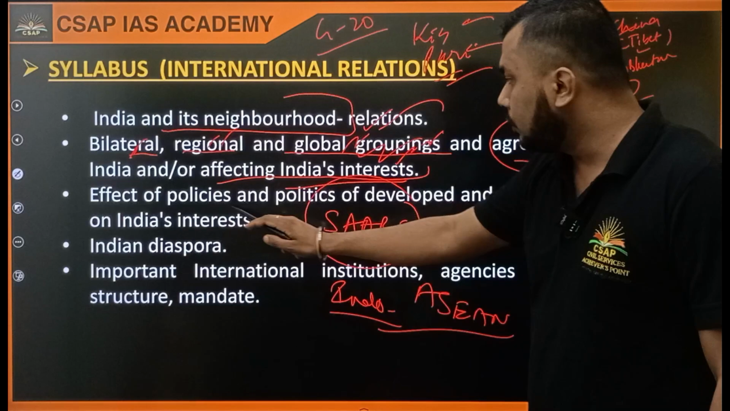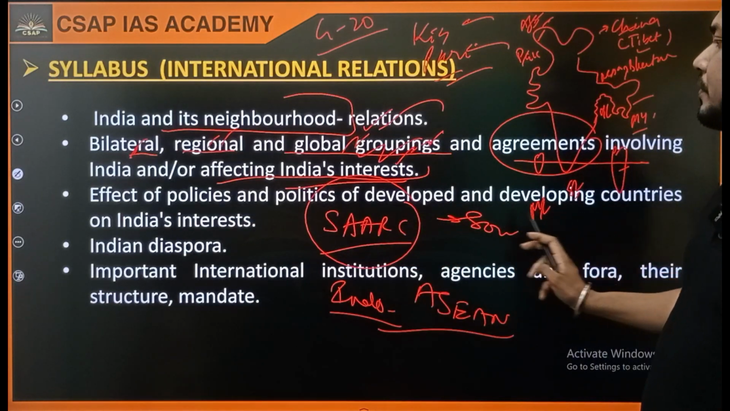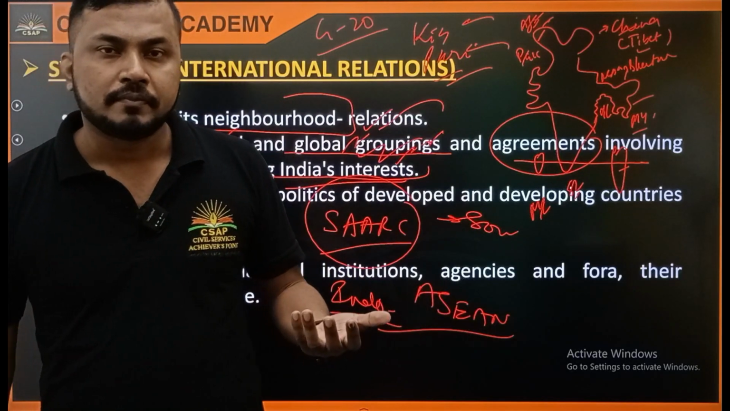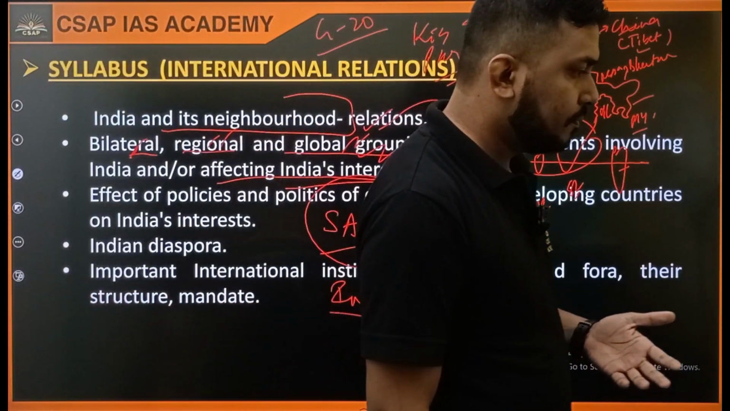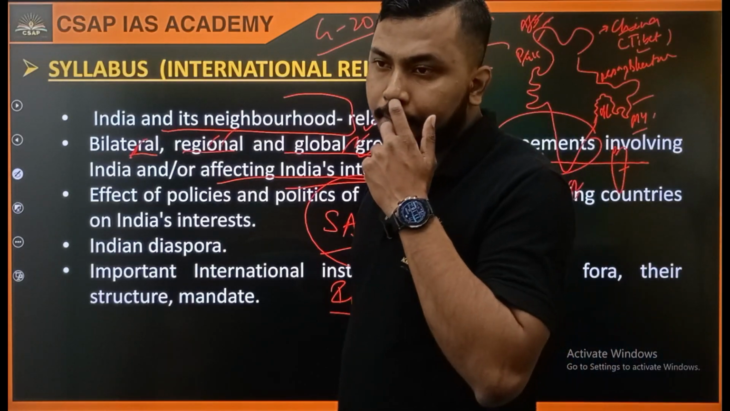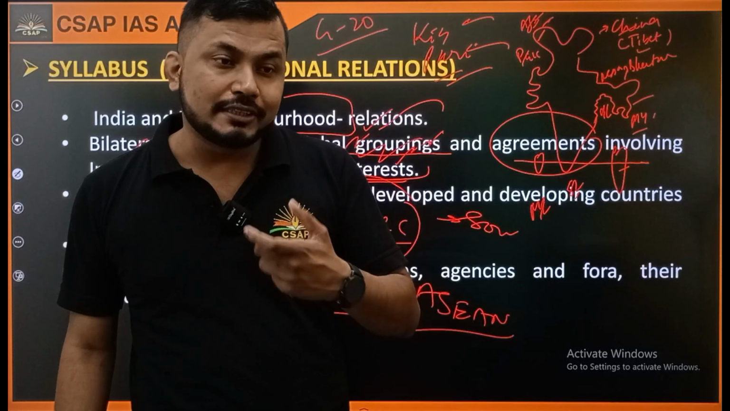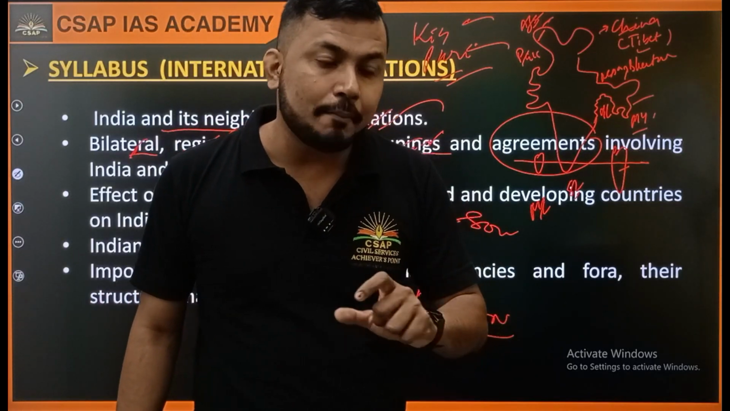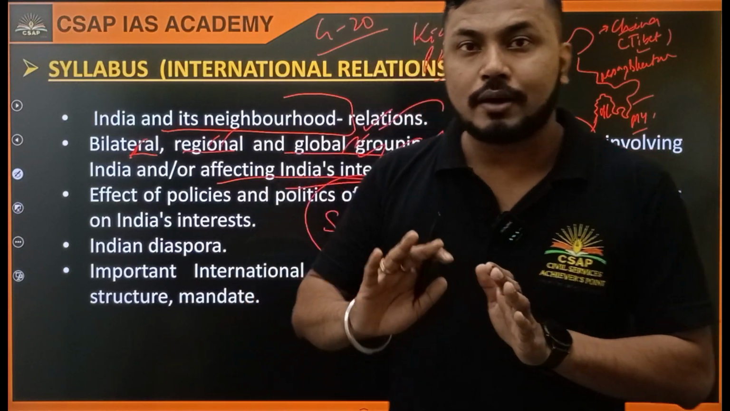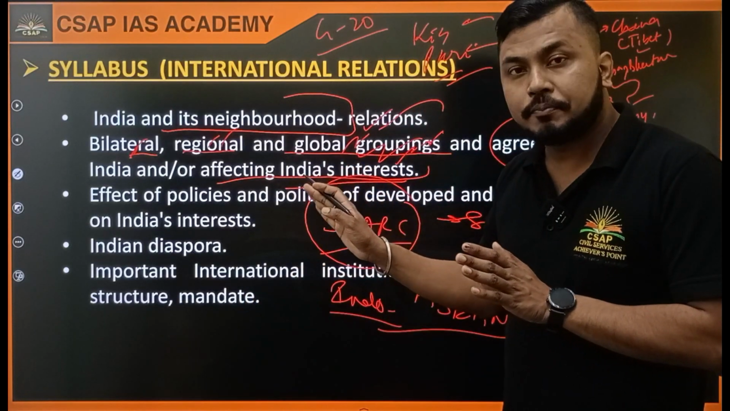Then comes the effect of policies and politics of developed and developing countries on India's interest. Effect of policies. For example, recently a term came up, Islamophobia. What impact or effect these policies have had on India's interest, we have to see. So that is also very much important.